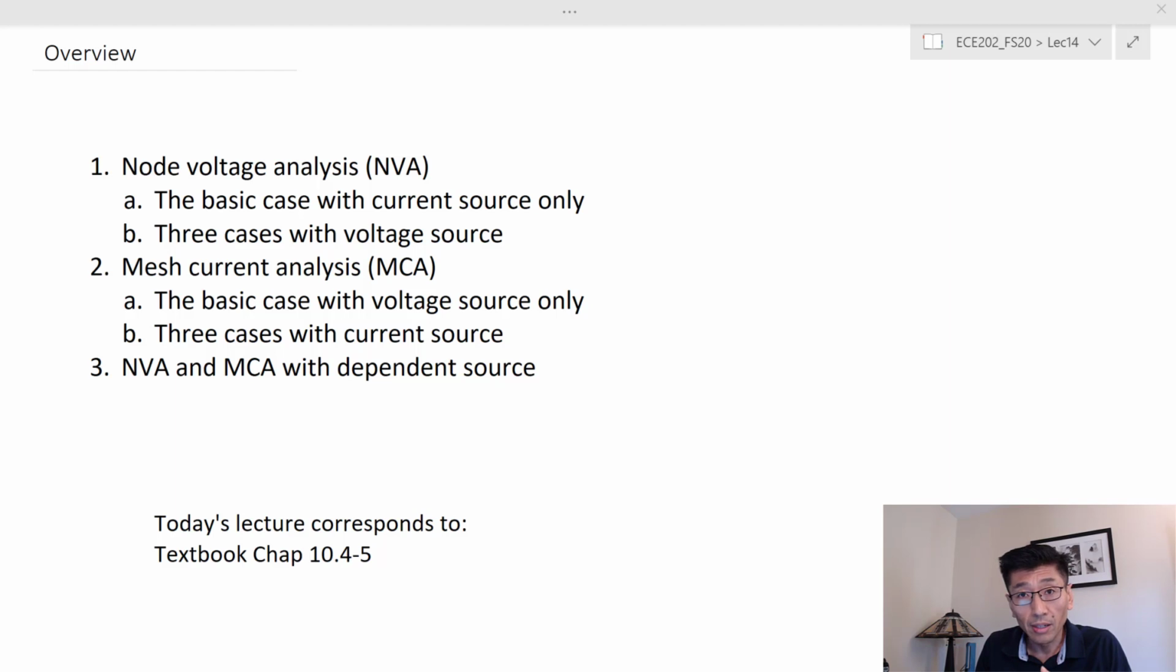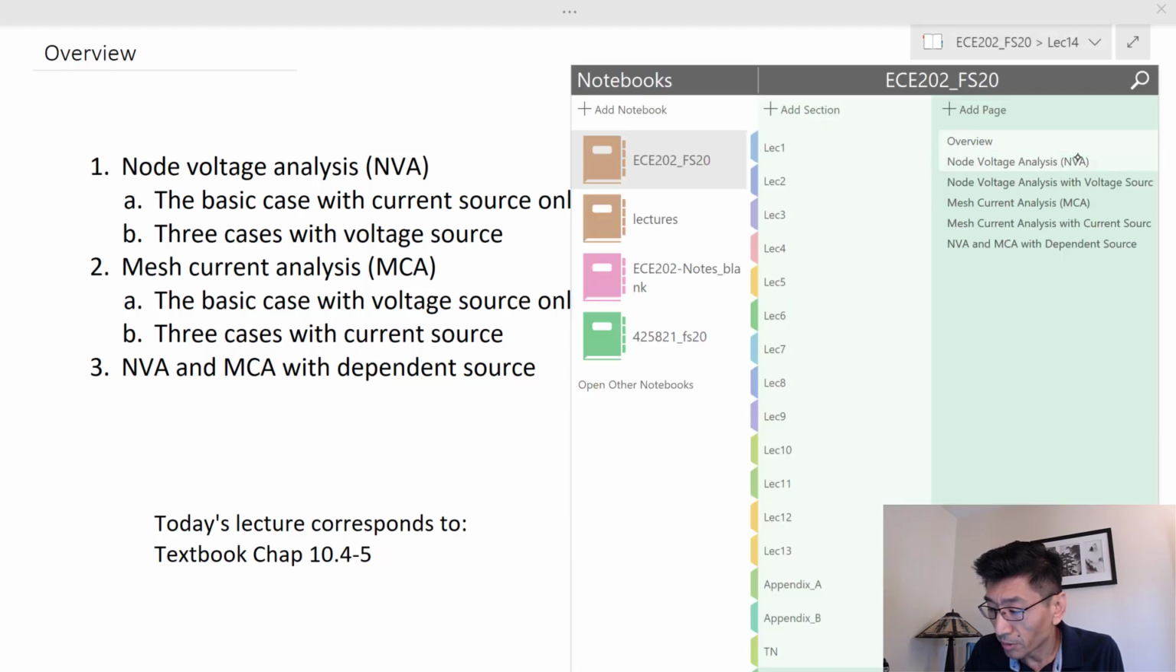And then the last video clip, the 5th video clip, I'm going to show a couple of examples that have the dependent sources. If you remember, the current controlled voltage source, voltage controlled current source, and so on and so forth. There are 4 different types of dependent sources. So I'm going into much greater detail than the text did. Hopefully you will enjoy the videos.